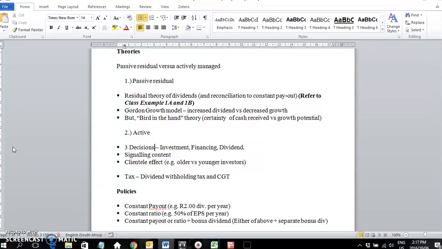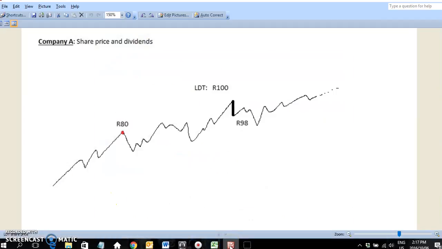So we left off in part 2 with the active theory of dividends, where we said dividends need to be managed, or the dividend decision has an effect on the share price of the company or the value of the company. So before we go into how the dividend might send a signal, let's first look at how the share price is determined. Some of you might know this already, but I don't think we've dealt with this specifically in any of the other modules.